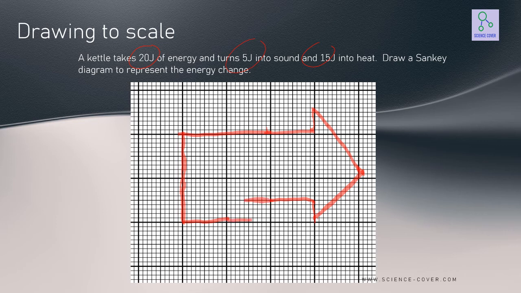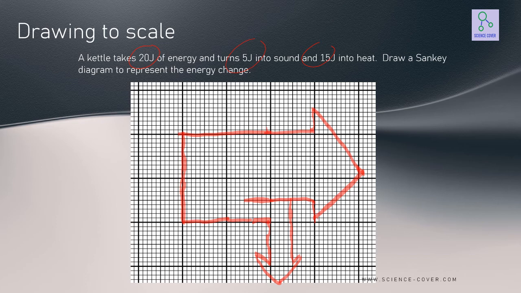What I'm going to do is form a little arrow coming off, and I'm going to let that arrow be about 5 squares in width. There we go, so that's 5 squares wide. So that's roughly now a Sankey diagram showing me 15 squares going forward, 5 squares coming off at a 90-degree angle. So I've now got my Sankey diagram drawn correctly.